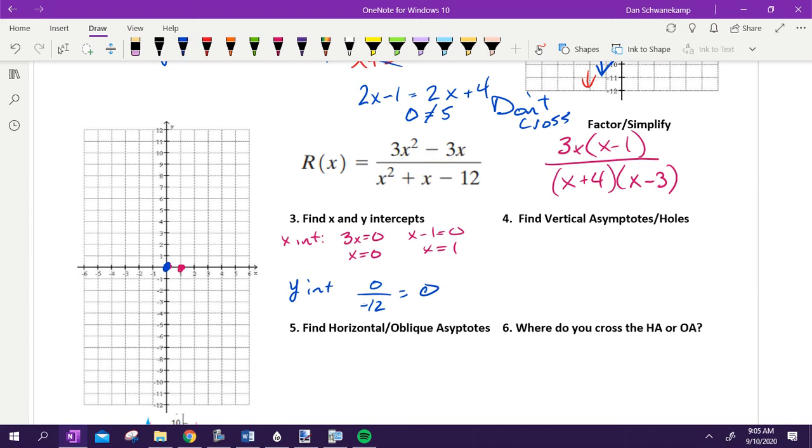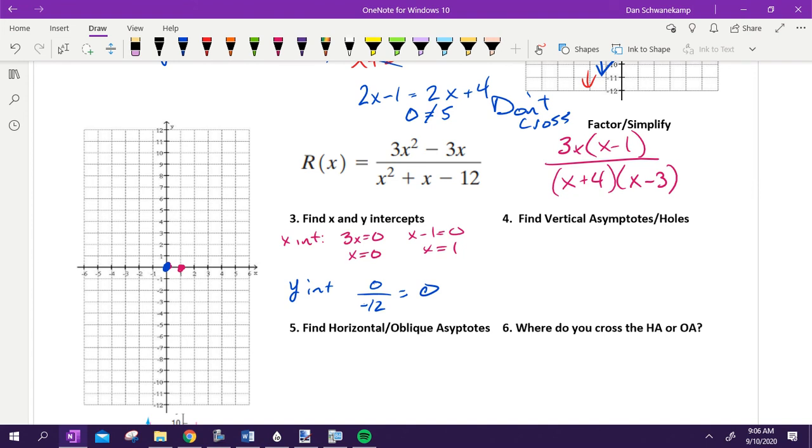Can you have more than one Y-intercept? Tell your neighbor, why can you not have more than one Y-intercept on these rational functions? Kendall, why can't you have more than one Y-intercept on these rational functions? Yeah, if I had two Y-intercepts, it's failing the vertical line test. Bad, don't do that. All right, then we're going to find vertical asymptotes or holes.